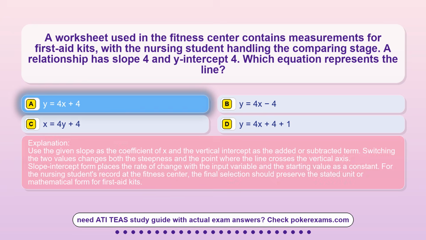Use the given slope as the coefficient of x and the vertical intercept as the added or subtracted term. Switching the two values changes both the steepness and the point where the line crosses the vertical axis. Slope-intercept form places the rate of change with the input variable and the starting value as a constant. For the nursing student's record at the fitness center, the final selection should preserve the stated unit or mathematical form for first-aid kits. Question 11.